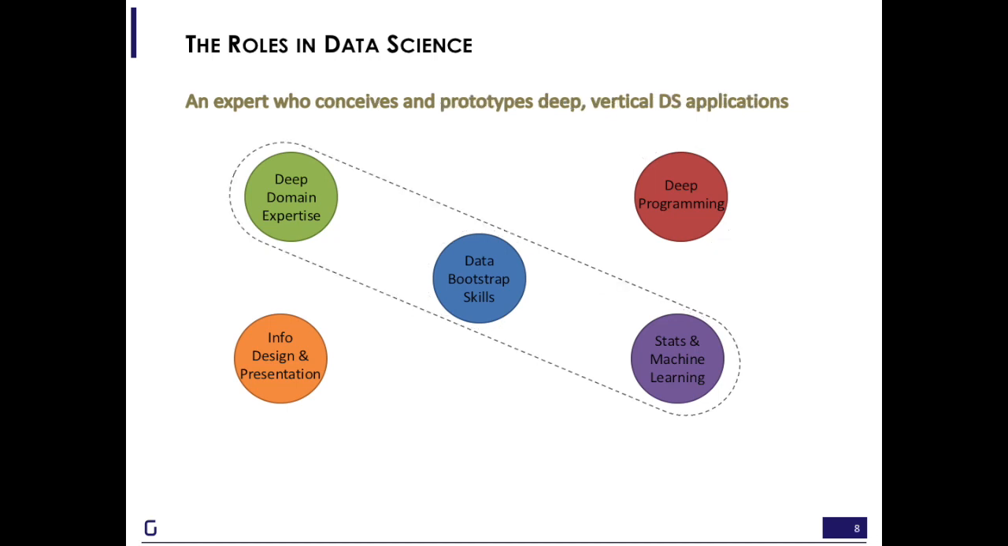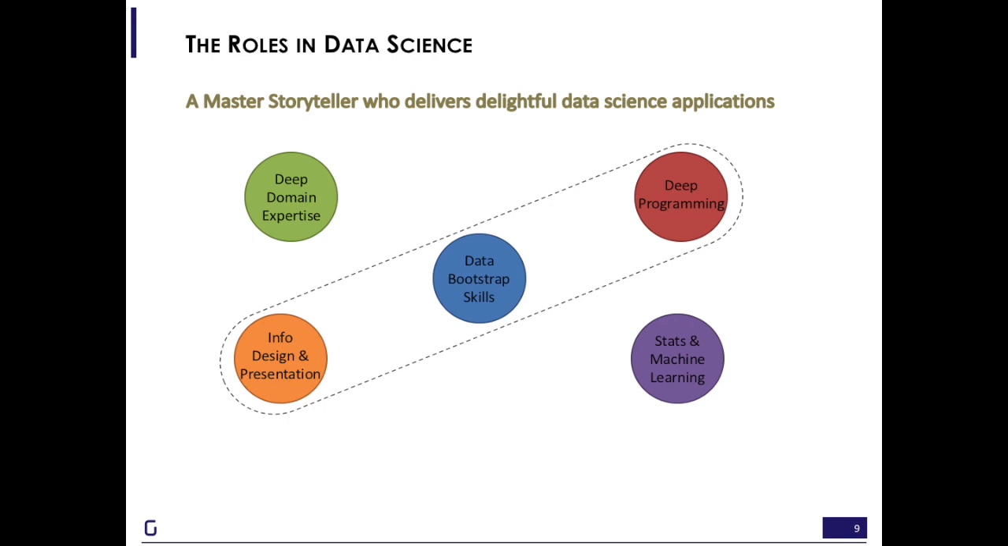The second combination is where data bootstrap skills are combined with statistics, machine learning, and deep domain. This is an expert who conceives and pretty much independently prototypes deep, verticalized data science applications, say financial risk modeling for equities or insurance claims fraud analytics. Data bootstrap, information design, and deep programming is the third combination. This intersection makes a master storyteller, someone who delivers delightful data science applications, and the intersection of design and programming is actually a very interesting one and frequently yields what is called data art. But we'll talk more about that in a later video.